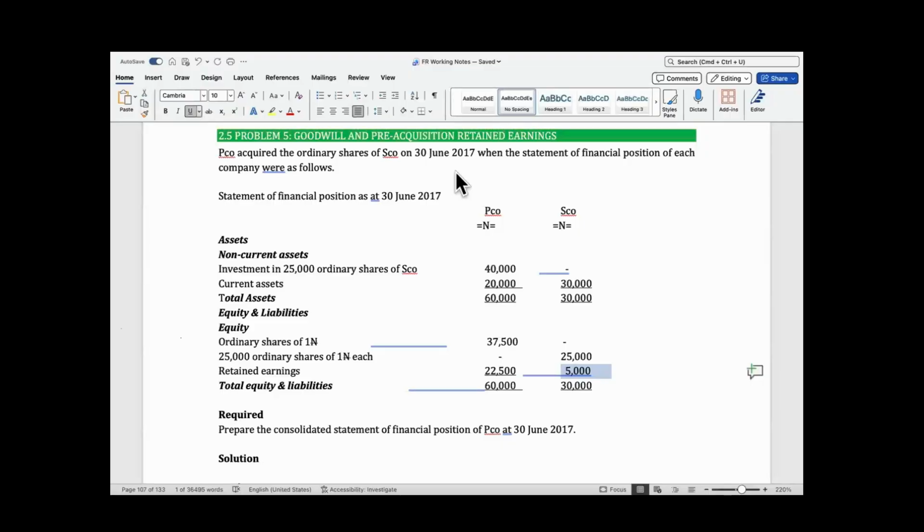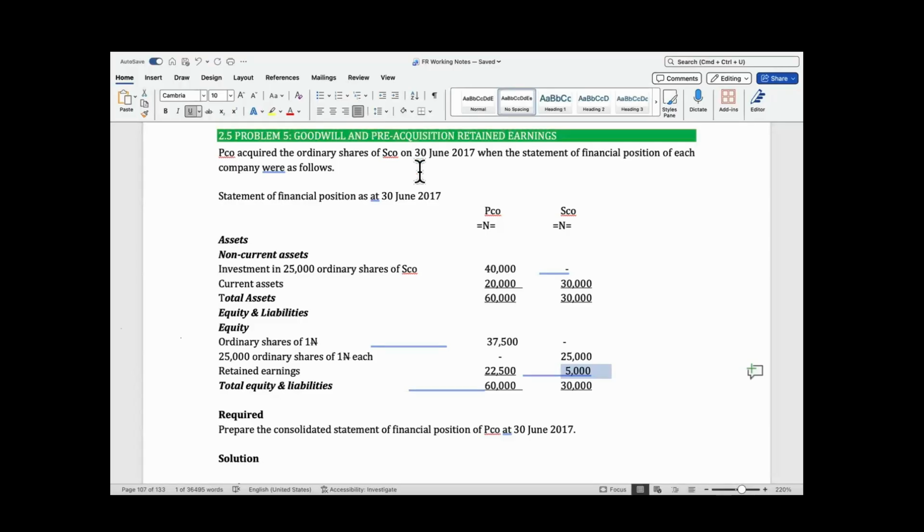I agree with Shaya because the statement of financial position is as at 30th of June, which is the same period that Pico acquired ESCO. So the full 30,000 in the equity capital of ESCO would be cancelled out from the 40,000 naira investment in ordinary shares. So the remaining can go to Goodwill. Fantastic. Very good.